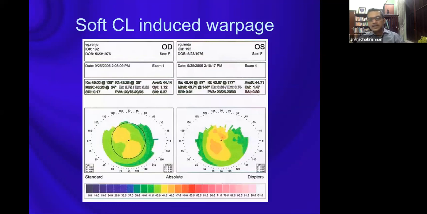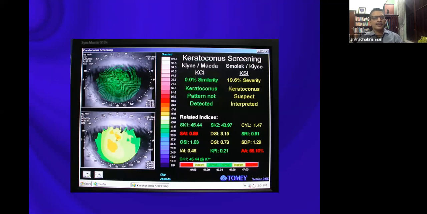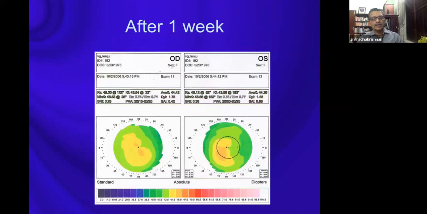So this is a patient who has got a somewhat regular astigmatism in the right eye. If you look at the left eye, you know that there are multiple areas of tear breakup. You can see this abnormal pattern in the corneal topography, which the topographer interprets as keratoconus suspect. But this is because of a break in the keratograph. This is usually related to dry eye. So if you treat the patient with lubricants, mostly it will settle down.